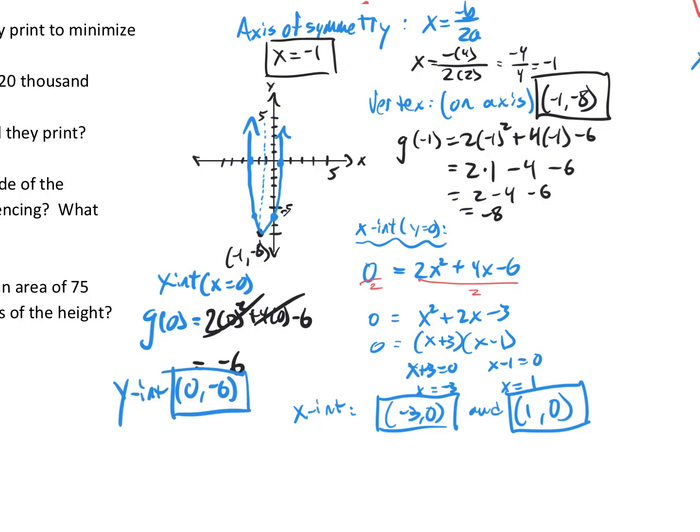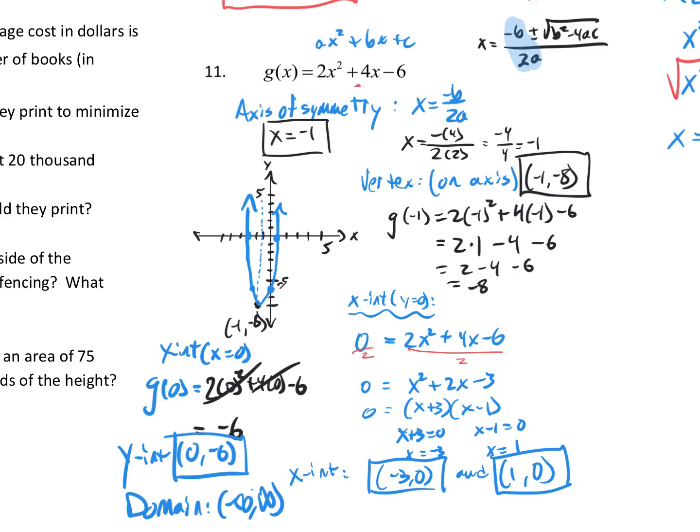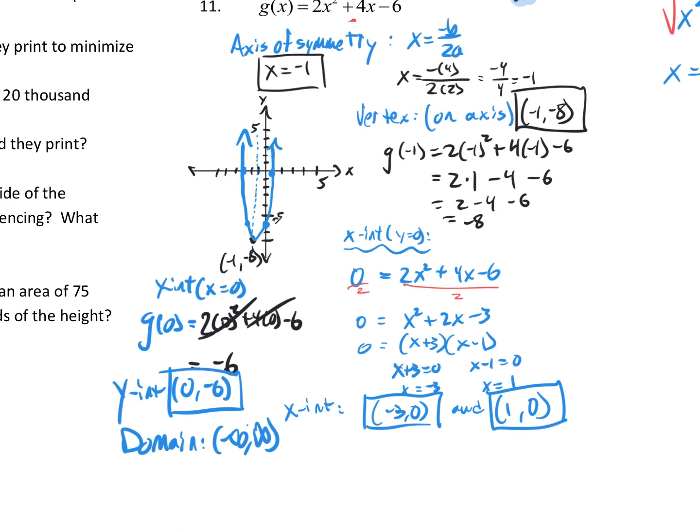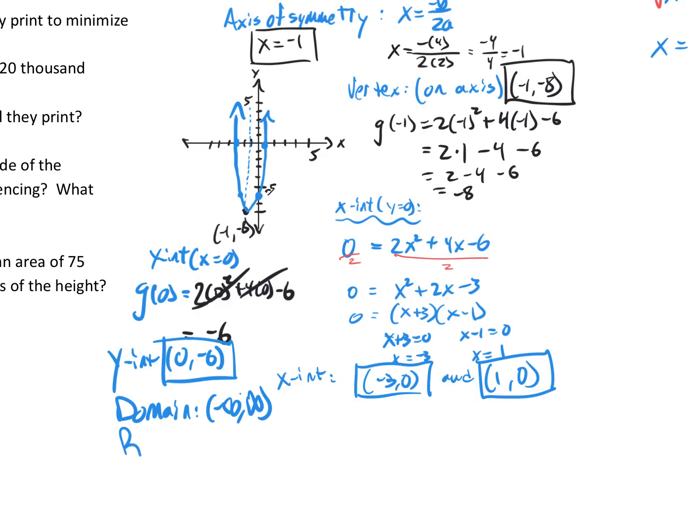Our domain for this is all real numbers because there's nothing you can't put into this equation up here. You can put any x value in there. Well, what y values come out? Well, the lowest y value is down at -8, and all the other ones are up above. So the range is the y values. The range starts at -8 and goes up to infinity.